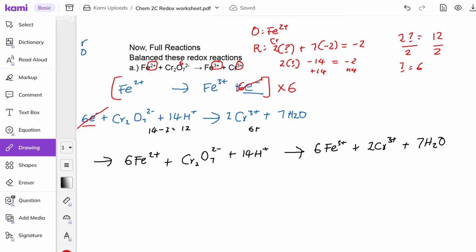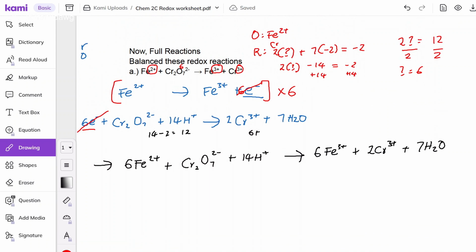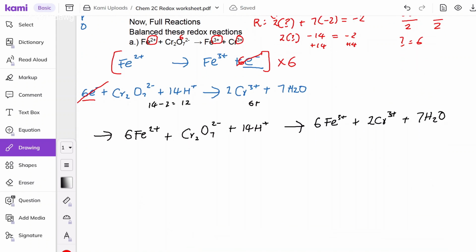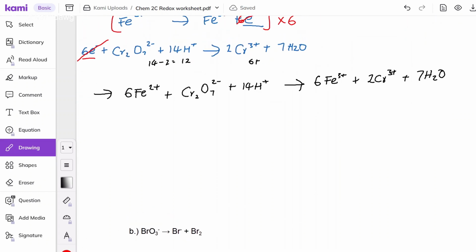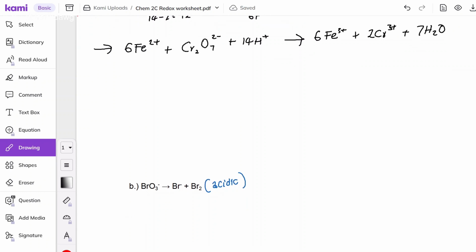Now finally, for the last one, I think the last one's basic, although it is not stated in this. Now for that last problem, looking at this, although it's not stated, usually it will normally be stated, but I'm pretty sure this is acidic as well. Both of them are acidic, because this looks like bromic acid. It looks like the conjugate base of bromic acid.